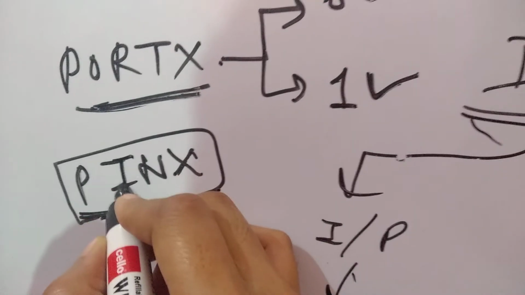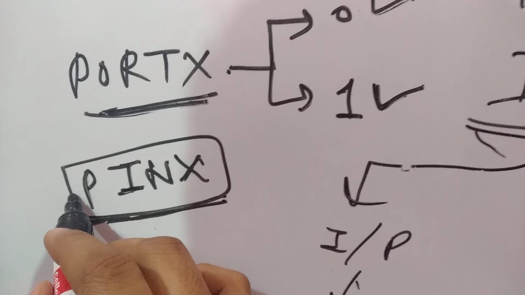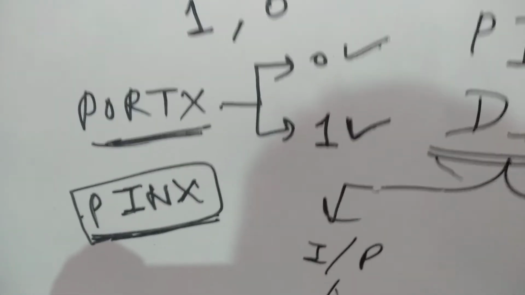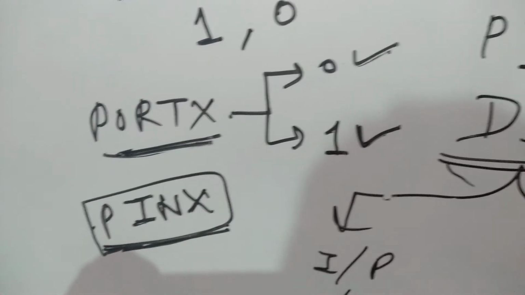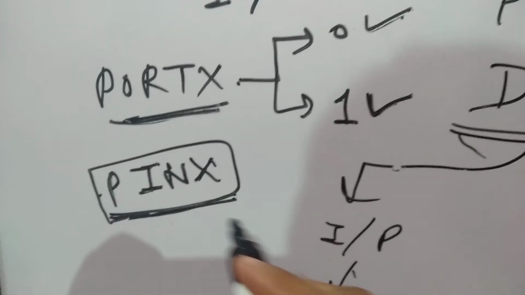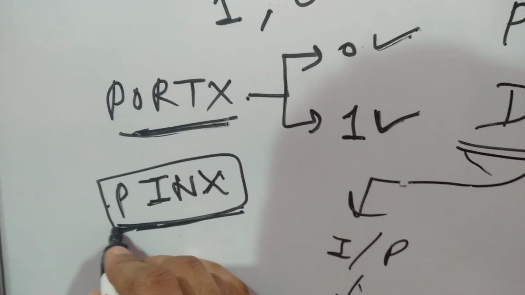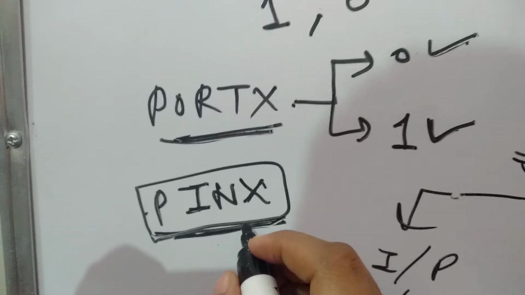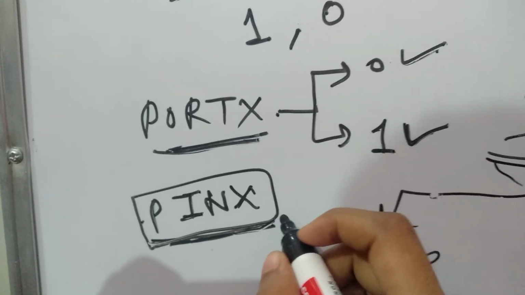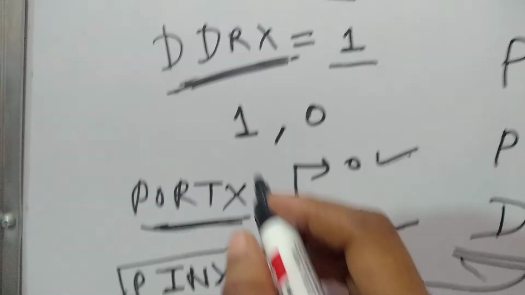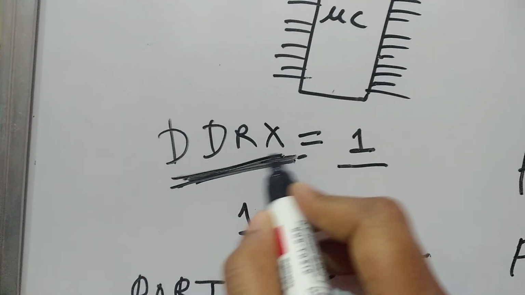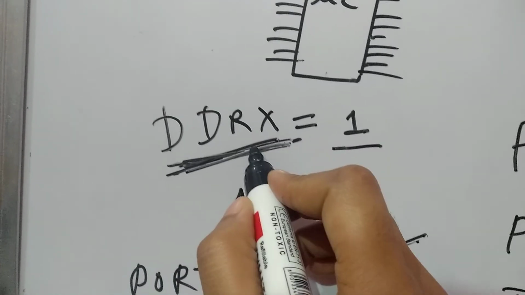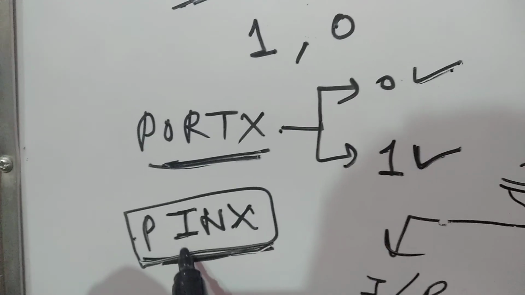So for using this register, firstly you have to configure the pin either in the input mode or output mode. So for reading the data, you have to configure the pin in the input mode, right? Because you want to connect the sensor. So for configuring the pin, again you have to use DDRX register. So by this register, you can configure the pin in the input mode, and then you can use this pin X register.